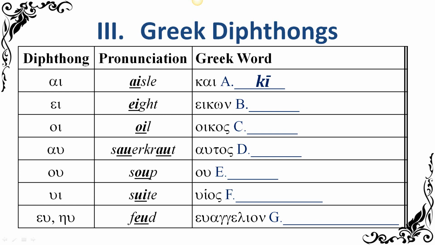All right, and then epsilon iota makes a long A sound. So that Greek word would be kai. And I might as well put in the translations here. Yeah, kai is "and." It can mean a few other things, but like I said, we'll cover that when we get there. But it's basically "and."